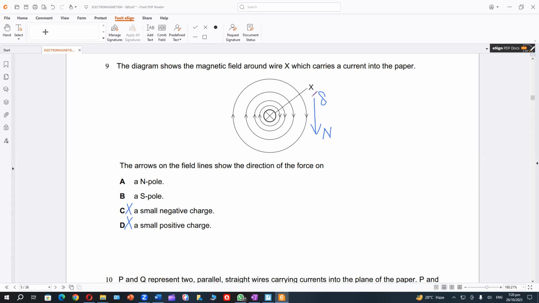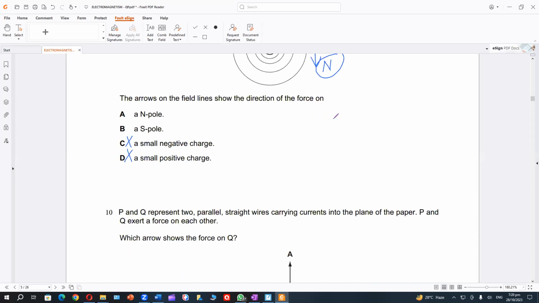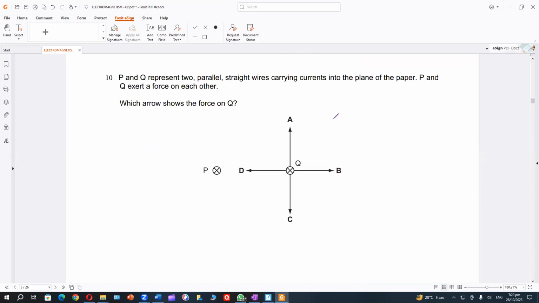Okay, very good. Now I think we should say that it's a North Pole. This is the North Pole. The arrowhead is always the North Pole. So arrows on the field lines show the direction on the North Pole. This question is repeating.